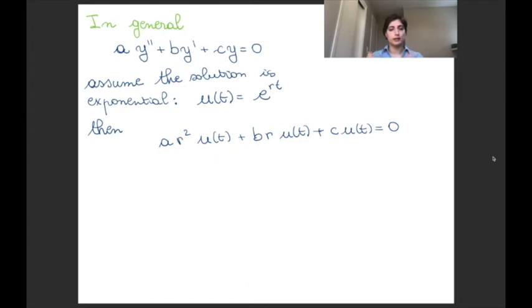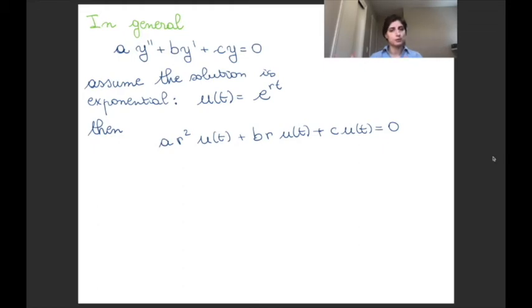So we take the derivatives of this exponential of rt. Every derivative just sprouts a constant r in front of the function. So if we plug this in the ODE that we're looking at, we retrieve that we want ar squared times u plus br times u plus c times u is equal to 0.